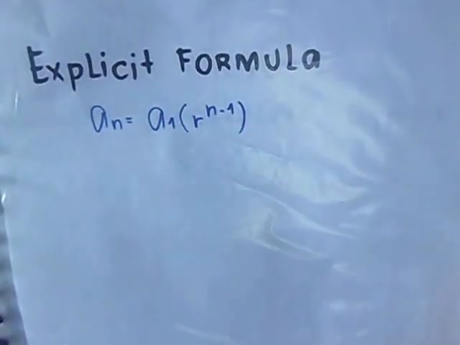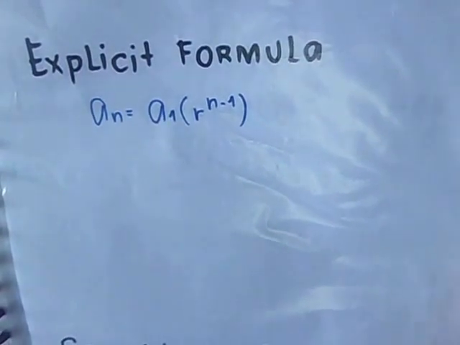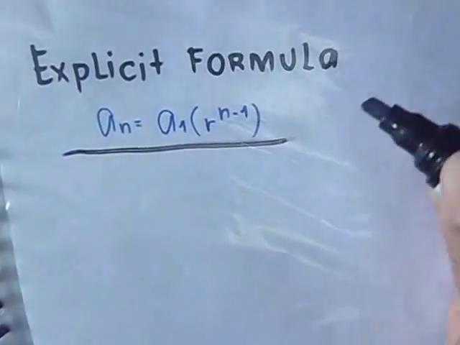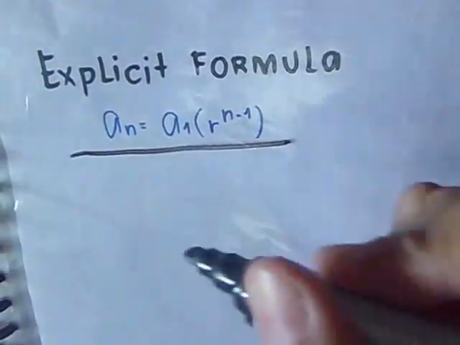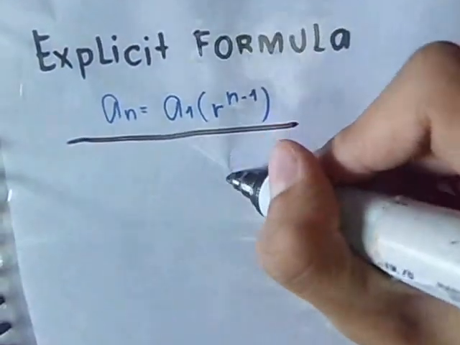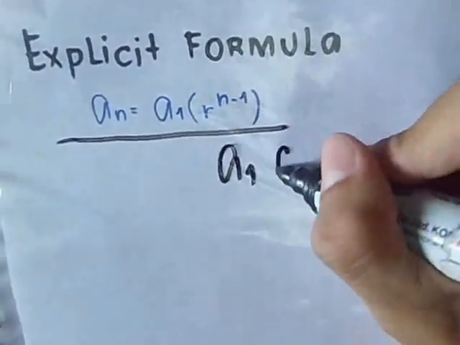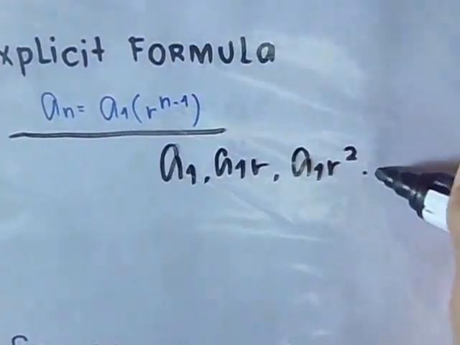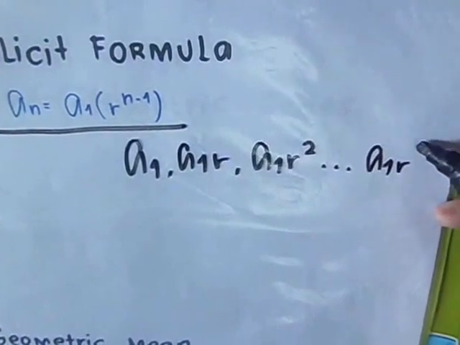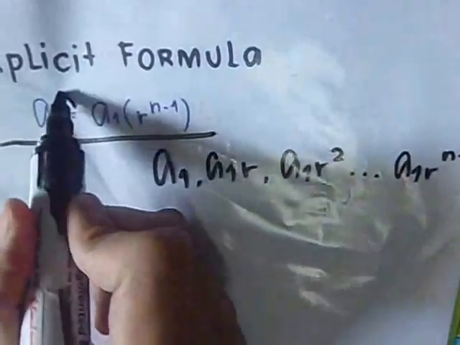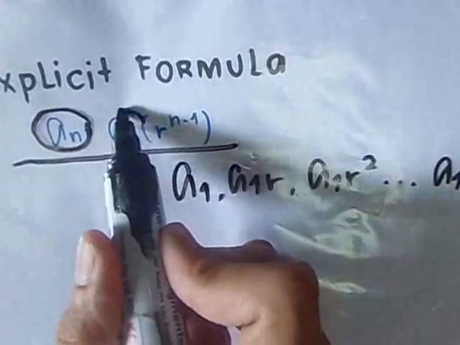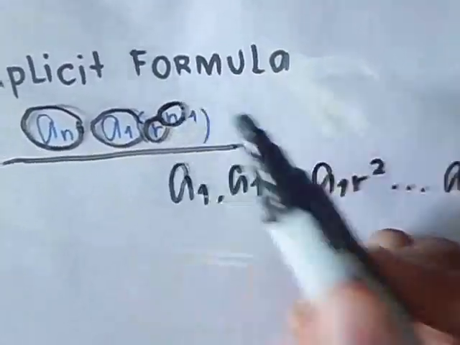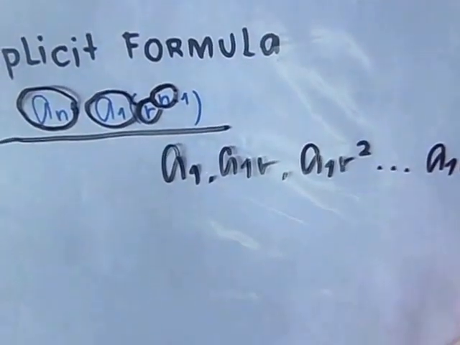However, it will be hard for us to find any term by just using the recursive formula. That's why we have the explicit formula. We get the explicit formula because our sequence can be expressed as a sub 1, a sub 1 multiplied by r, a sub 1 r squared, up to a sub 1 r raised to n minus 1, where a sub n is the nth term, a sub 1 is the first term, r is the common ratio, and n is the number of terms. Let's have an example.